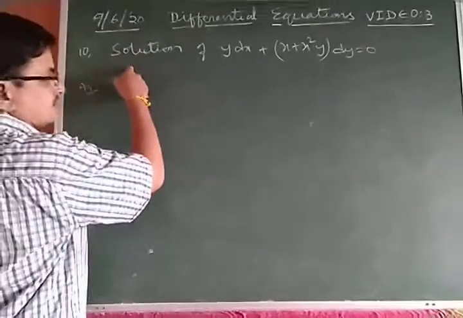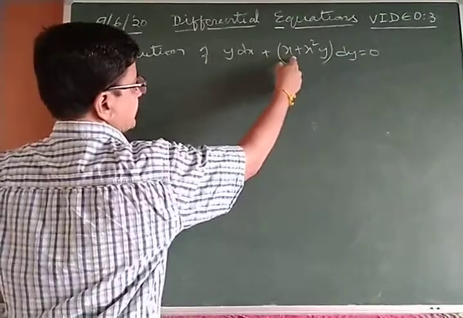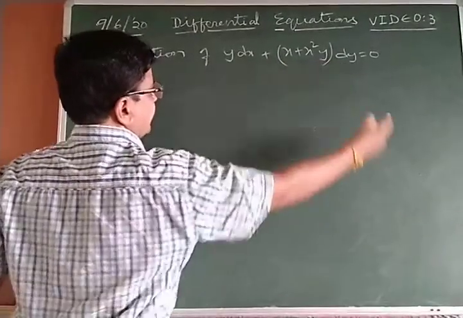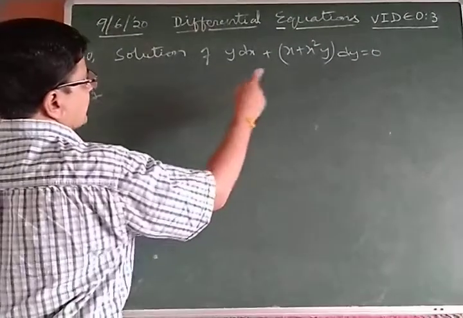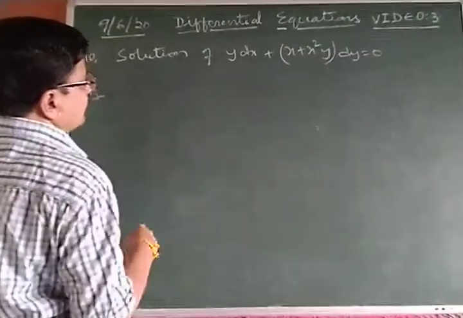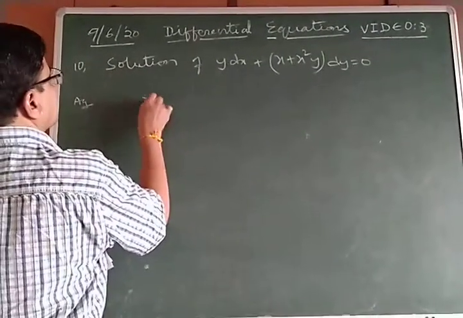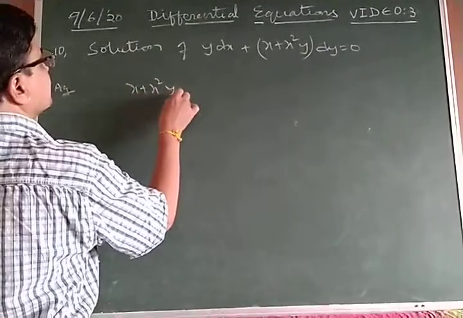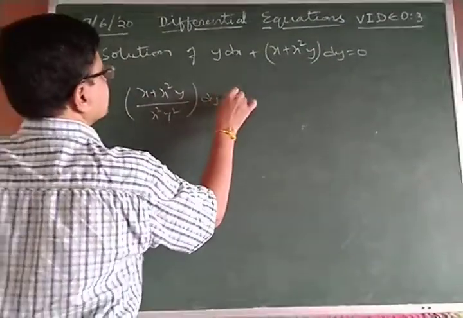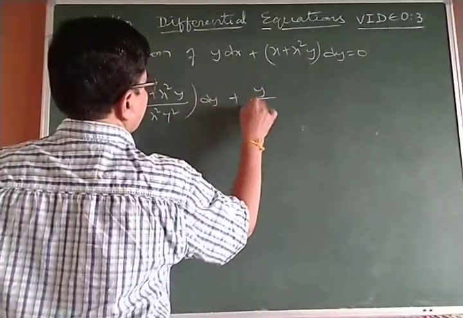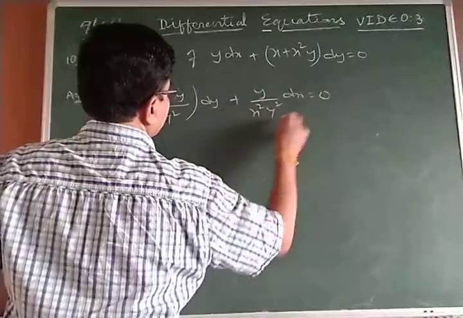Question number 10. Solution of y dx plus x square y dy is equal to 0. Now dividing on both sides by x square y. So that is (x plus x square y) by x square y square into dy, plus y by x square y square into dx is equal to 0.